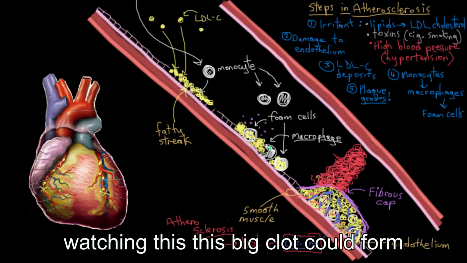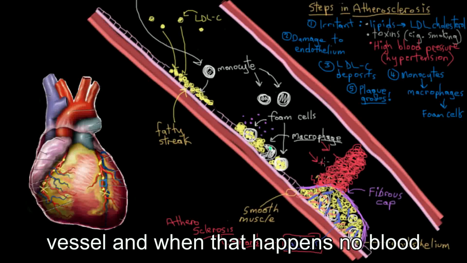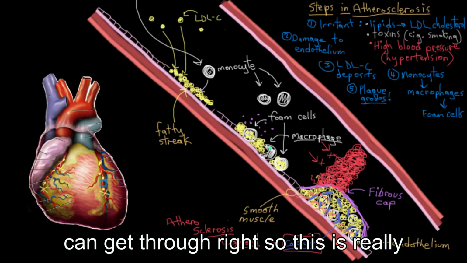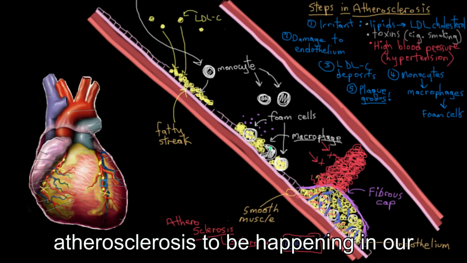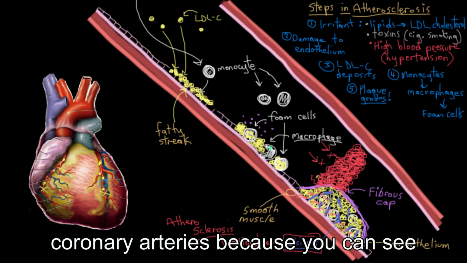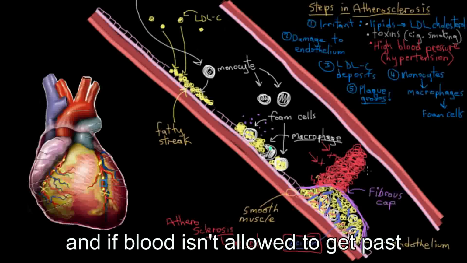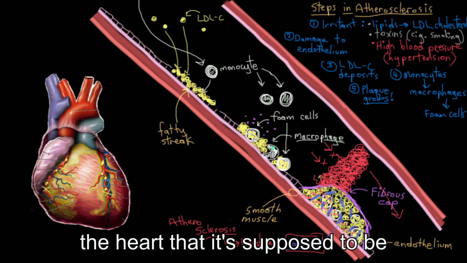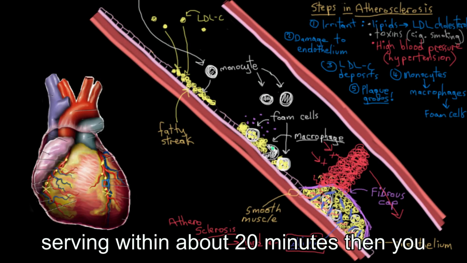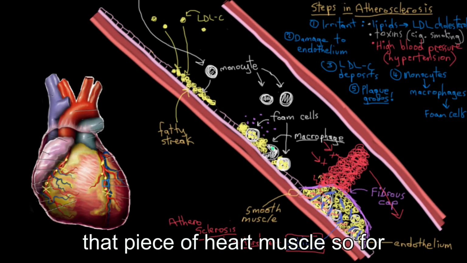So this big clot could form, and it could totally block off the blood vessel. And when that happens, no blood can get through, right? So this is really the biggest reason that we don't want atherosclerosis to be happening in our coronary arteries, because you can see that we've blocked off the blood flow, and if blood isn't allowed to get past this clot and get to the piece of the heart that it's supposed to be serving within about 20 minutes, then you get irreversible damage and death of that piece of heart muscle.